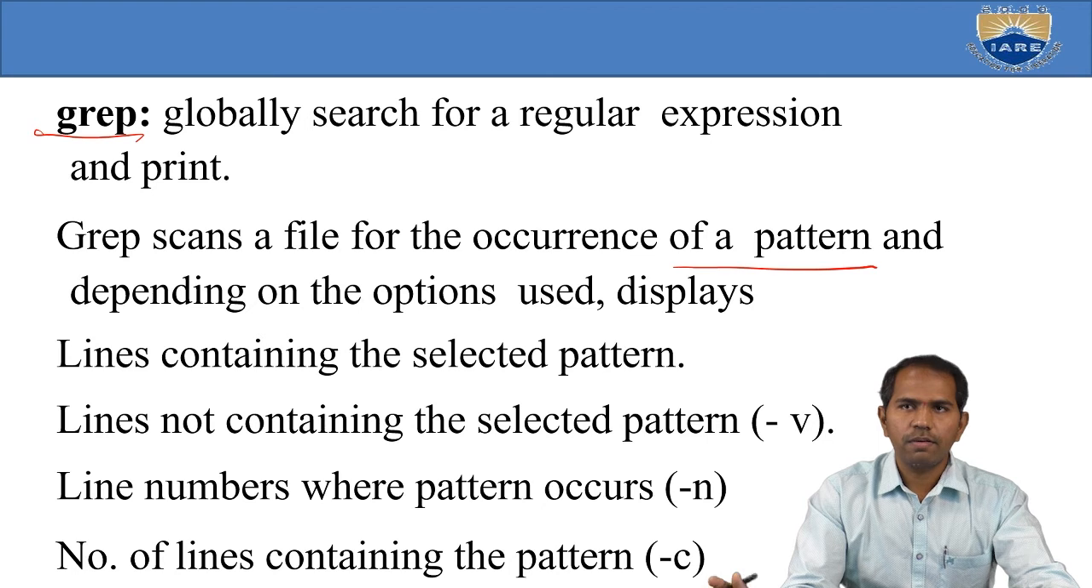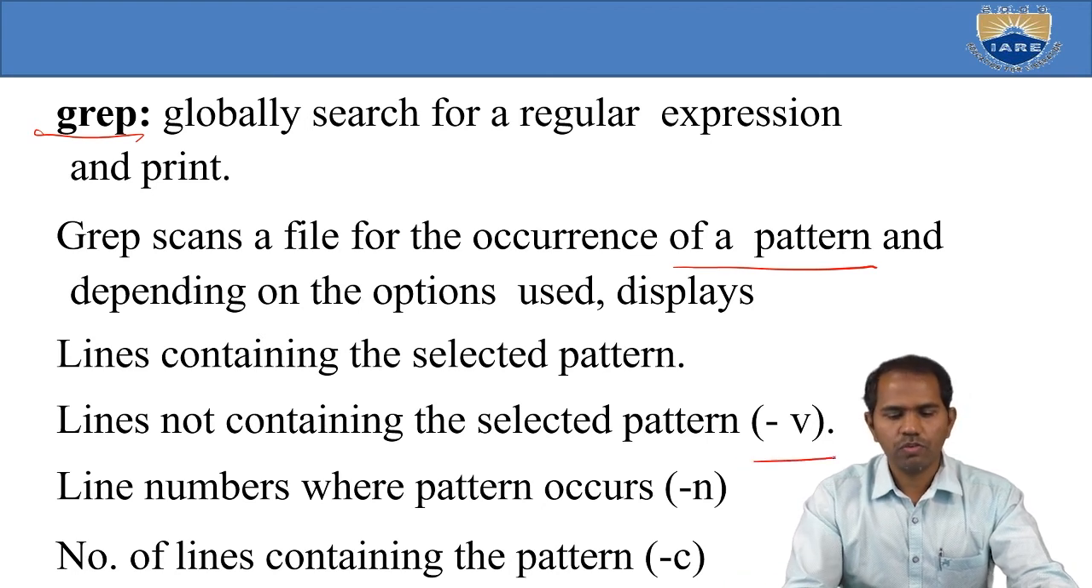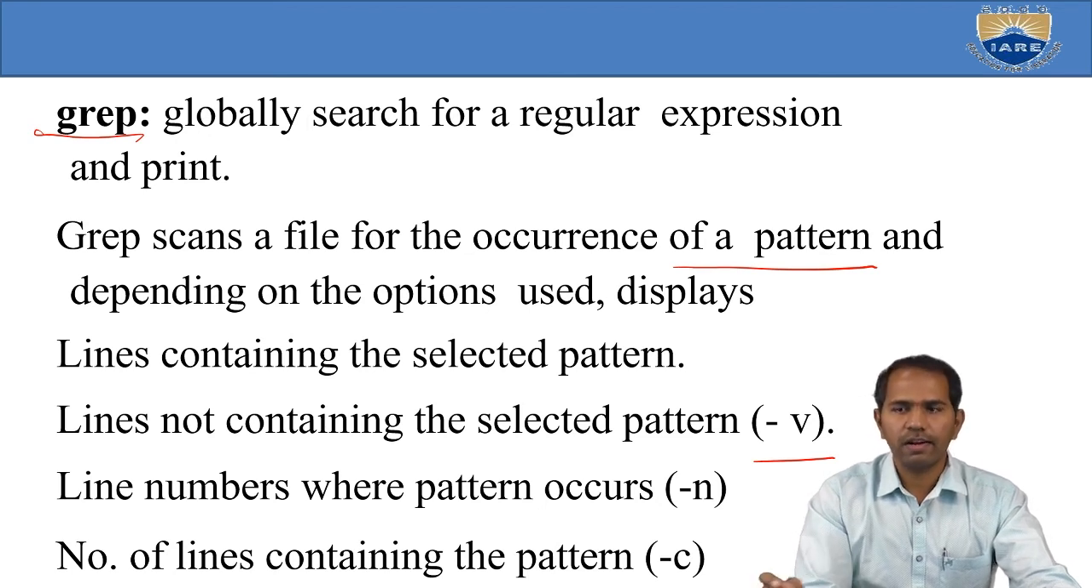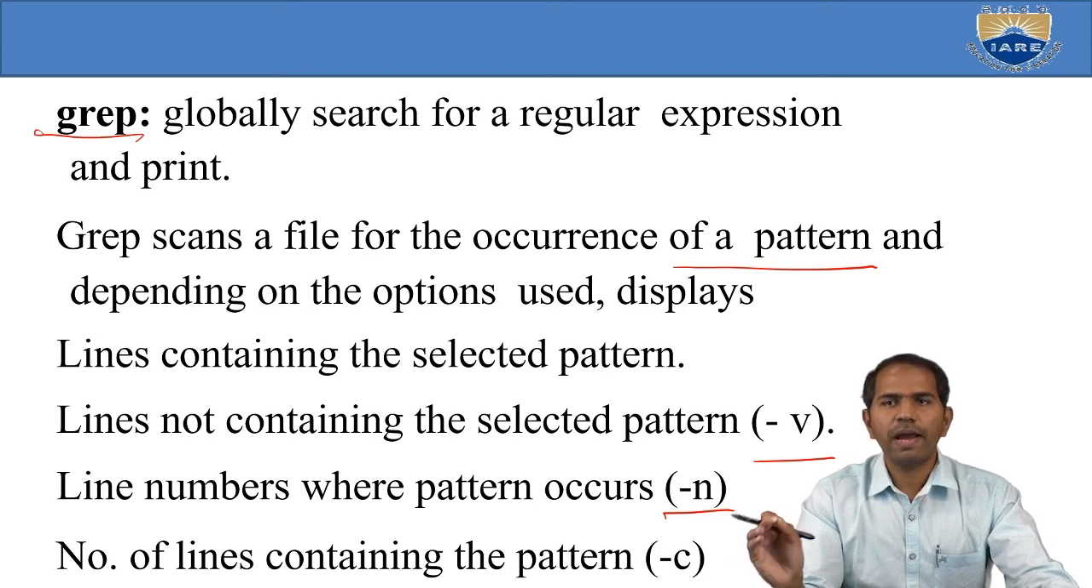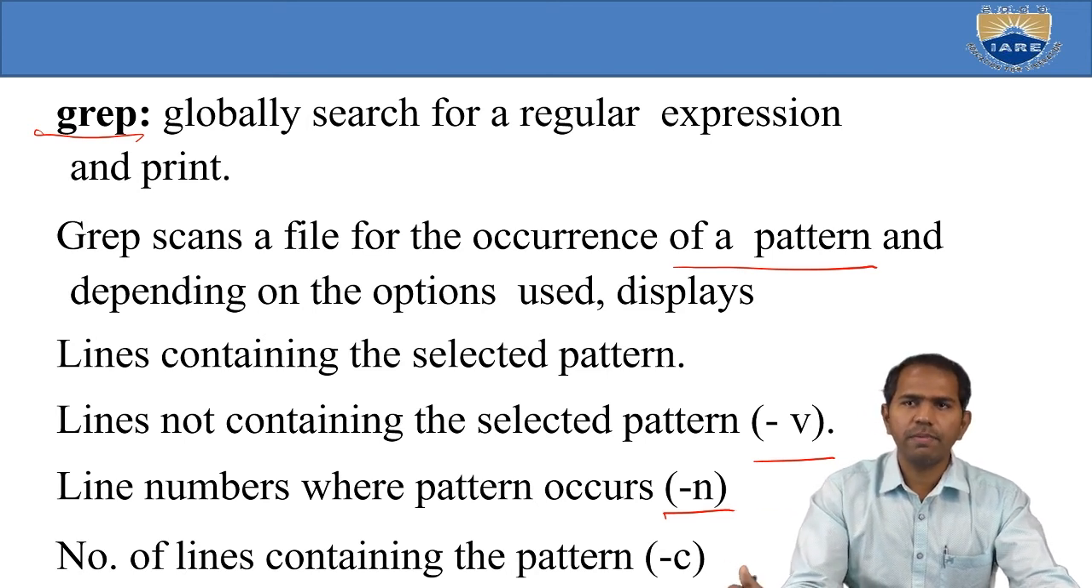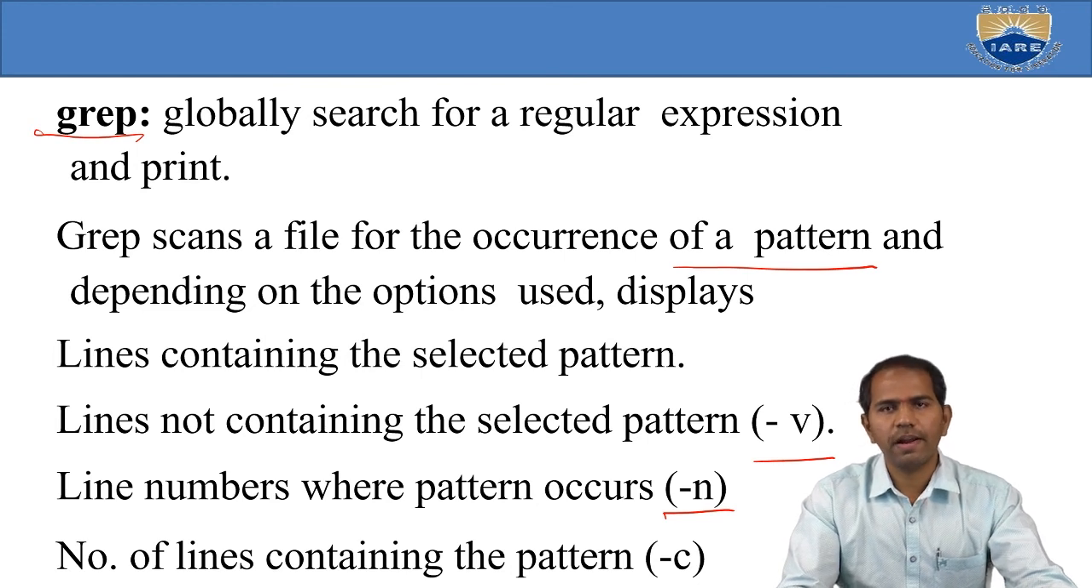Now there is the minus v option: lines that do not contain the selected pattern. Minus n option: line numbers where the pattern occurs. So the number of lines where the pattern occurs. Next, minus c: the number of lines containing the pattern.